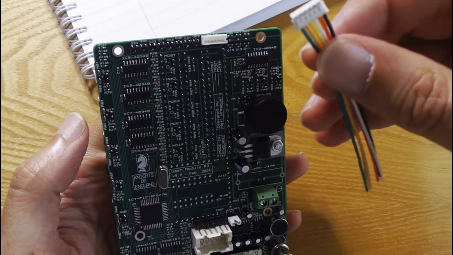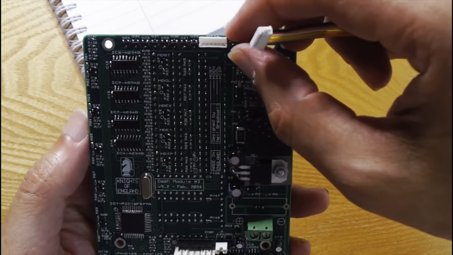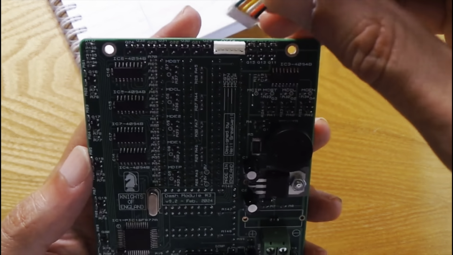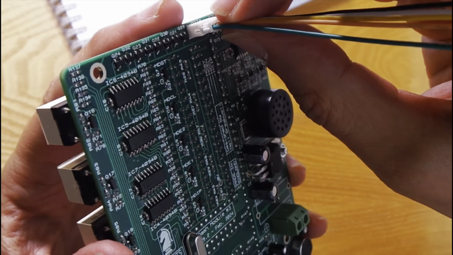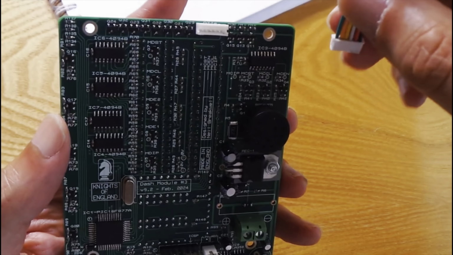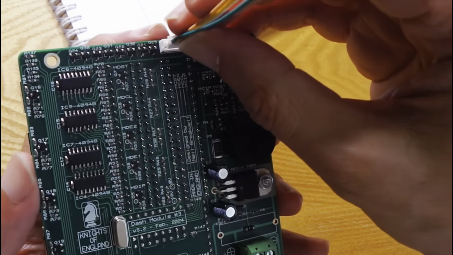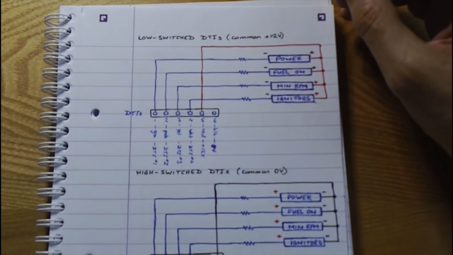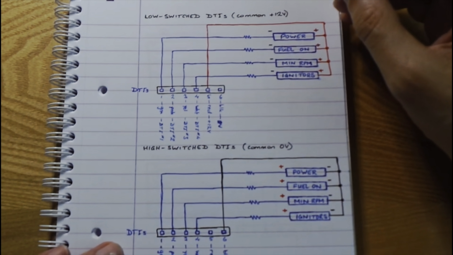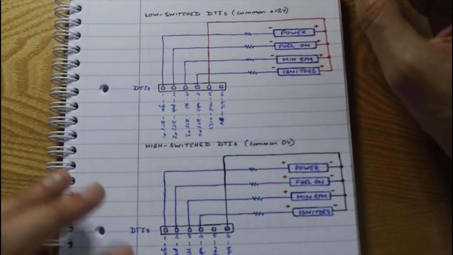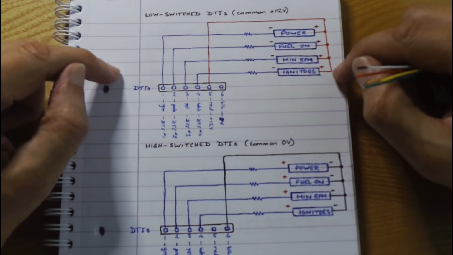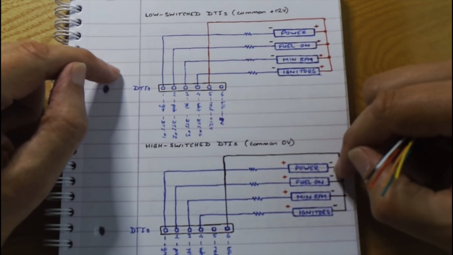Finally, let's look at the dash top indicator connector, which is a 6-way connector. It will only go in one way, and it goes in with the red and black wires on the right hand side, and again just pushes into position. Now the dash top indicators, Knights of England don't currently offer dash top indicators, but we arrange our unit so that it will connect to dash top indicator modules from suppliers which are either common high side or common low side. What's the difference between those?